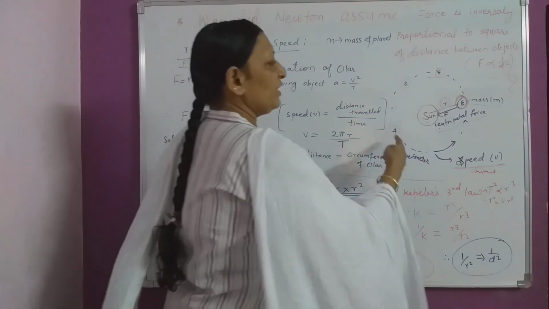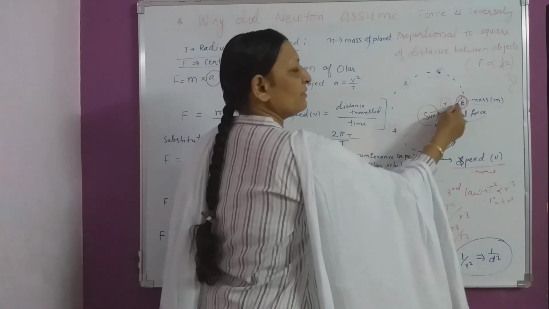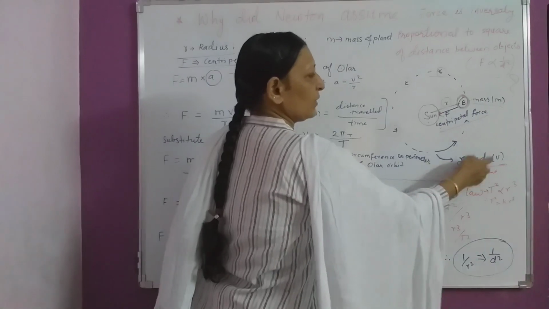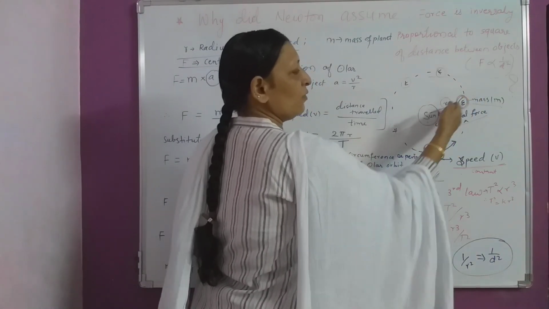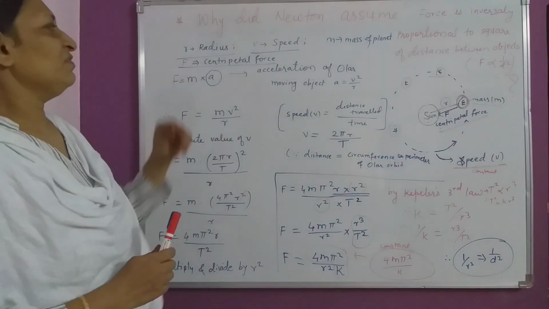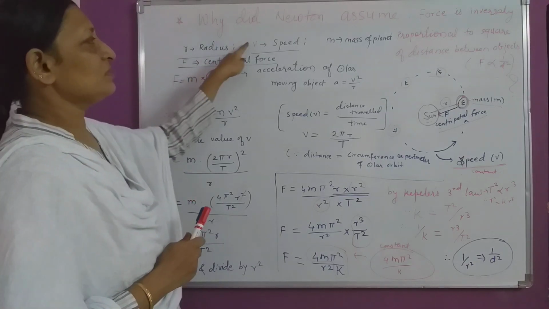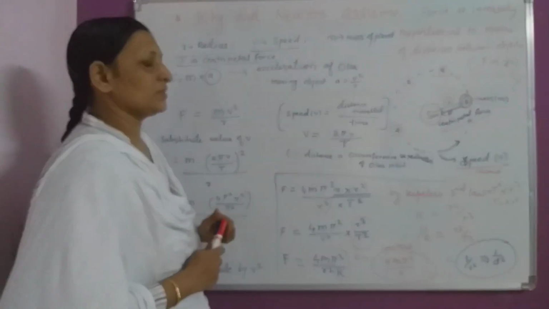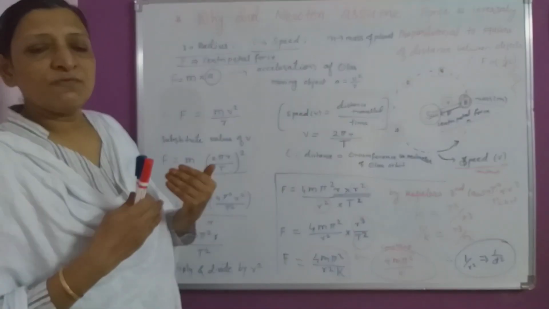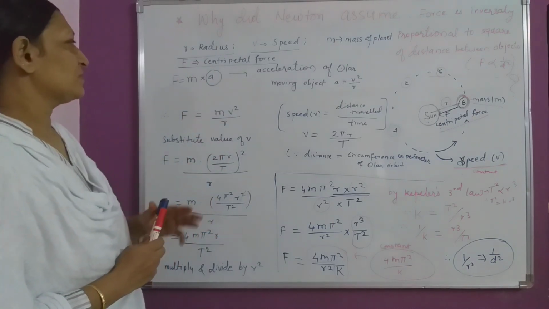So the object is moving in a circular path. The mass of the object is m, the distance between the two objects is r, and speed is v. And it is experiencing the force of attraction, that is the centripetal force. So again we will use the same. r is the radius, v is the speed, m is the mass of the planet, and F is the centripetal force. Centripetal force means center seeking force when an object is moving in a circular orbit.